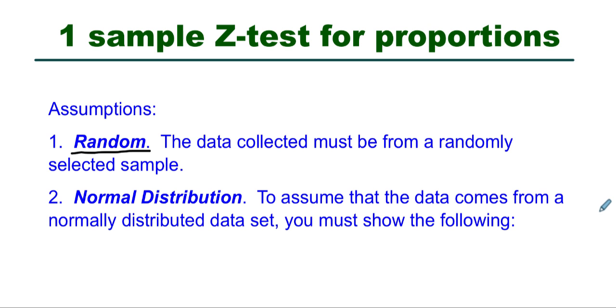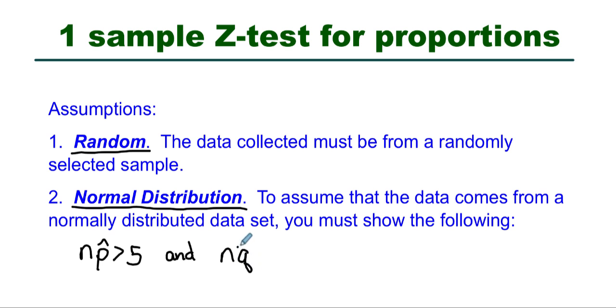Now, to prove normality with proportions, we do a little bit different. We have to figure out what n times p hat equals, and that value must be greater than 5, and n times q hat, and that value must be greater than 5. Recall from earlier, p hat stands for the sample proportion of success, and q hat stands for the sample proportion of failure.